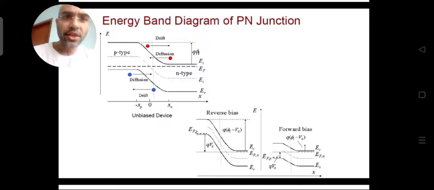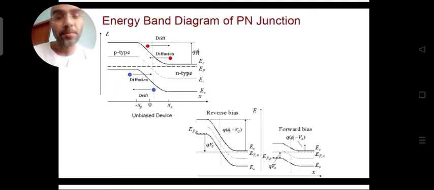So the unbiased condition is there, and you can see that the bands are not smooth. Near the junction, there is a deformation in the bands, or they are bending in some way. So we will understand how this band bending is taking place. This particular phenomenon is called band bending.